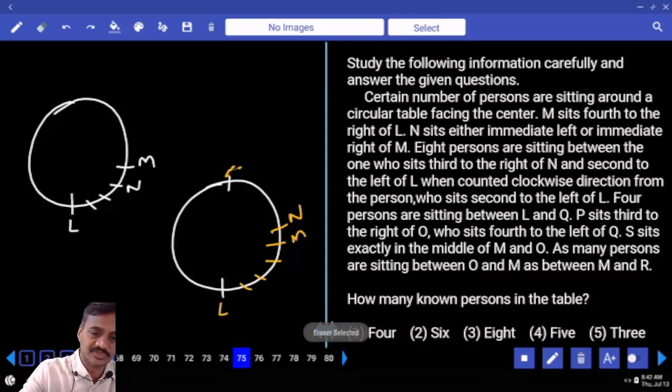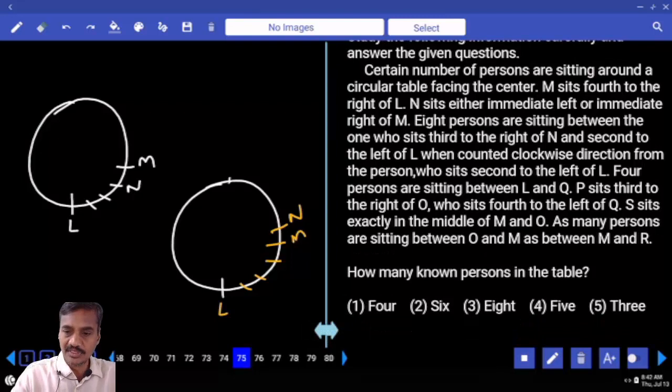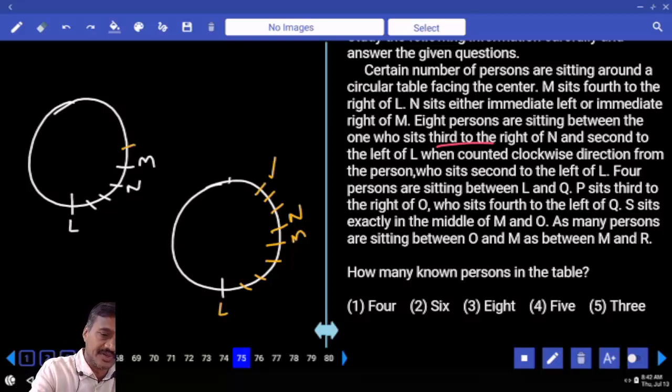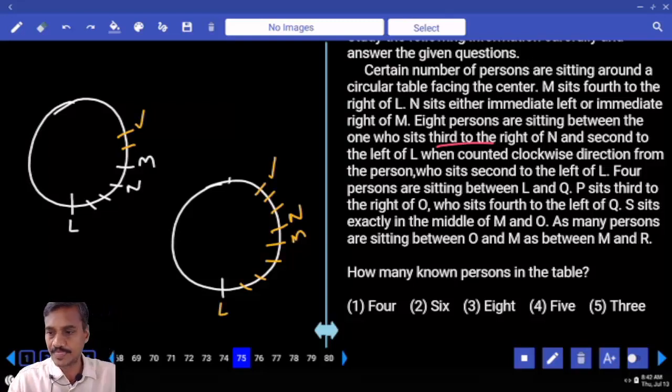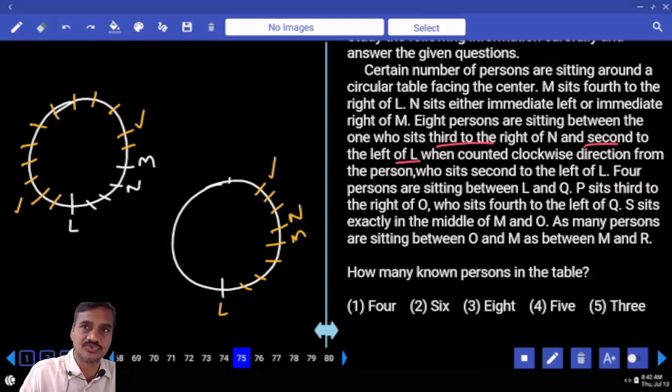Then what is the next information we have? 8 persons are sitting between the one who sits third to the right of N. Third to the right of N means he is talking about this person. Between that person and second to the left of N. Second to the left of N means this person. Now between these two, how many persons are there? 8 persons. 1, 2, 3, 4, 5, 6, 7, 8. That must be the total number of persons we are able to determine.